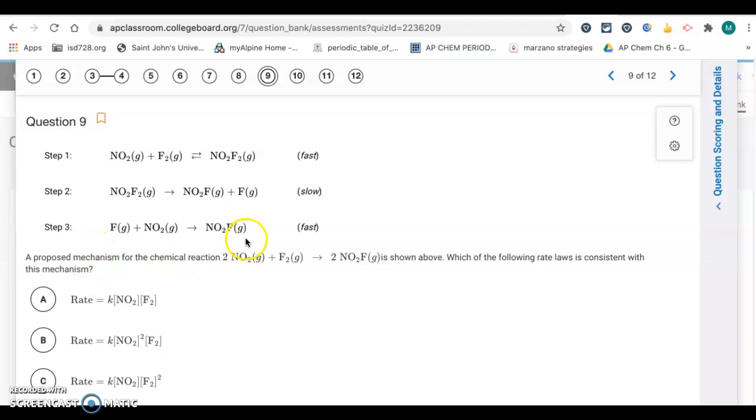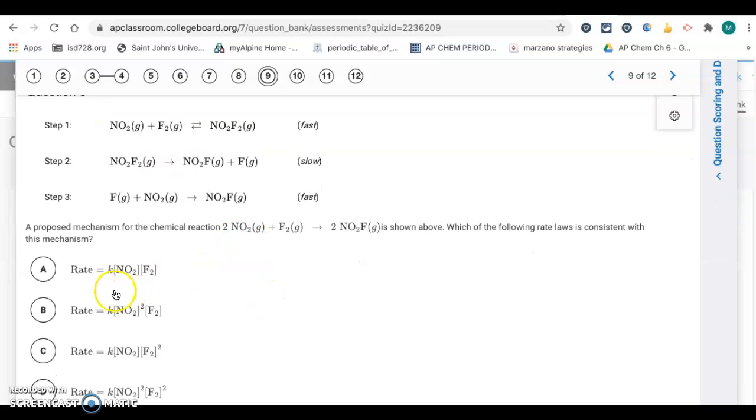Okay, so we have this mechanism above, a 3-step mechanism. So which of the following rate laws is consistent with the mechanism? So we want to look at the slow step. So we have one reactant in the slow step, but this again is an intermediate, and intermediates need to be replaced with the reactants that turn into that intermediate. So then we have to replace this NO2F2 with these two reactants right here from the previous step. So it's going to be NO2 to the first order and F2 to the first order. So that's going to be letter A is the correct answer there.